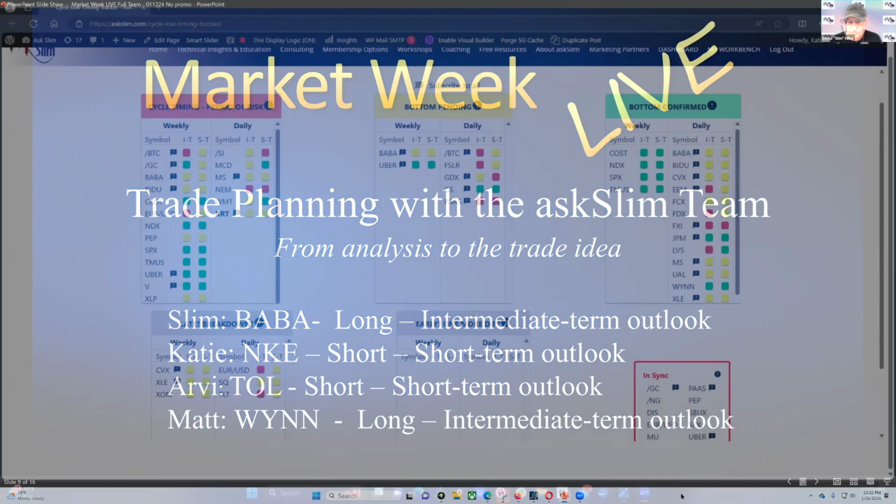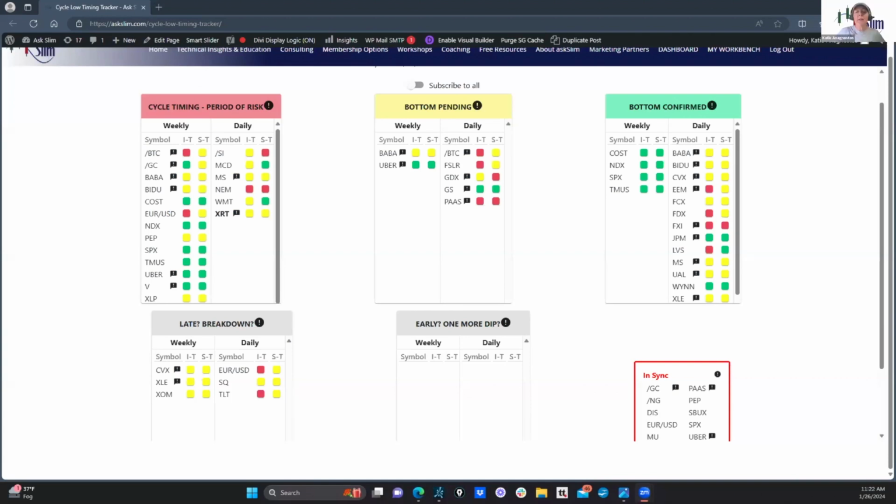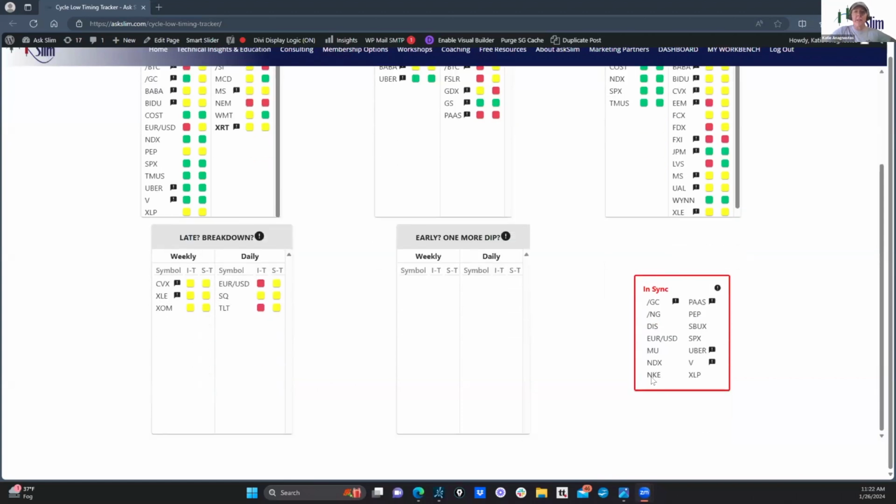Okay, great. So I'm going to look at analysis in Nike, which suggests a bearish bias. Now, I identified this opportunity by looking at the cycle low timing tracker. Nike is down here in the in sync box. Generally speaking, symbols in this box are expected to show weakness and or suffer breakdowns because the timing of their daily cycles aligns with a period of time on the weekly chart when we expect a low to form. And you'll see what that looks like when we look at the chart.